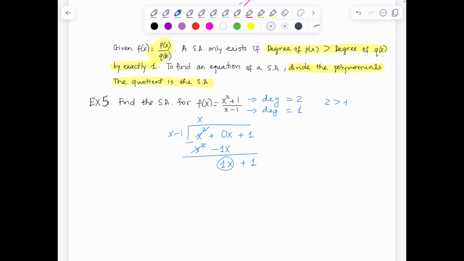Divide again. 1x divided by x will give us positive 1. Multiply. 1 times x is 1x, and 1 times negative 1 is negative 1. Now you subtract. These two will cancel. 1 minus a negative 1 will give us 2. So after dividing, the quotient that you found here, which is x plus 1, will be the slant asymptote. So y equals x plus 1 is the slant asymptote for this function.